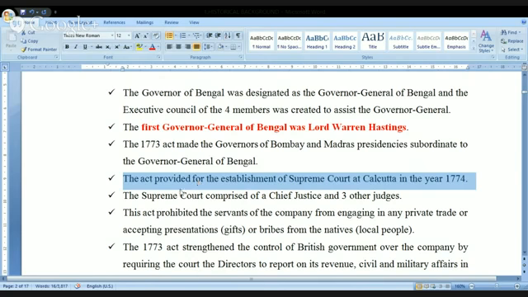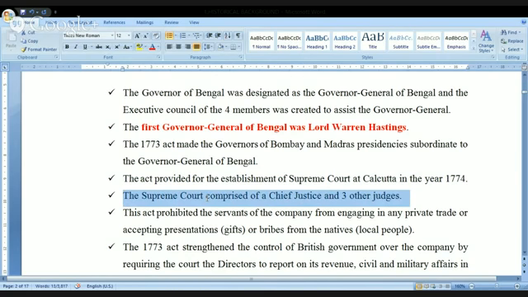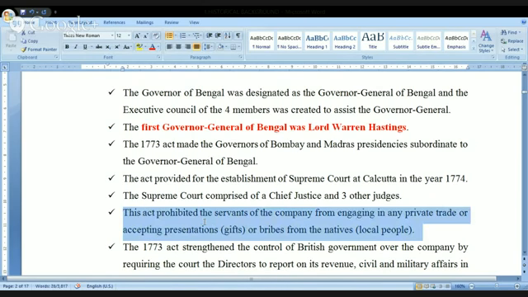Okay, now during that time, this court comprised a chief justice and three other judges. Not at all important for us. Go ahead. This act prohibited the servants of the company from engaging in any private trade or accepting presentations or bribes from the natives. Look at the words here. Presentations means gifts. Natives means local people. So since that time itself, the British government was very, very serious.